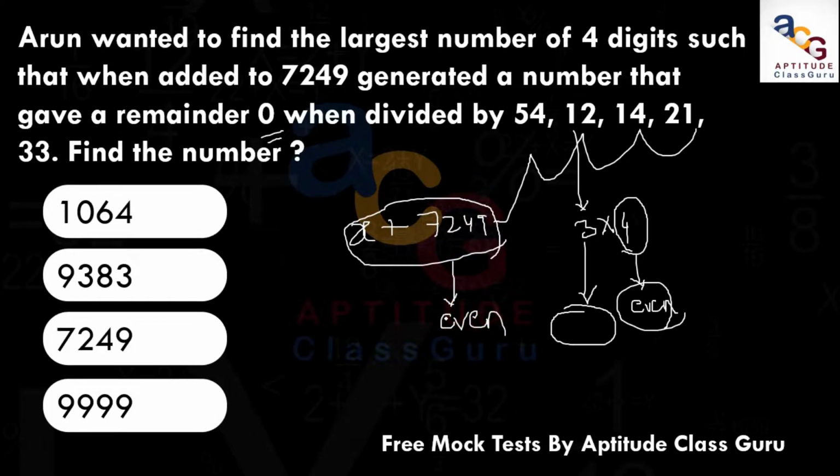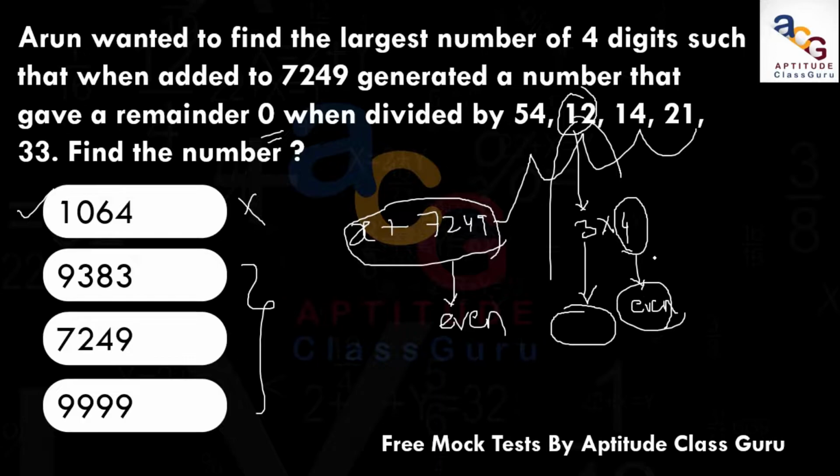Why? Because if it is divisible by 12, it is definitely divisible by 3 as well as 4. So when I look at the options, if the first number is added to the 7249, it won't give you an even result. So the first one is not the answer. The remaining 3 numbers you can add and you will get a last digit that is an even number.